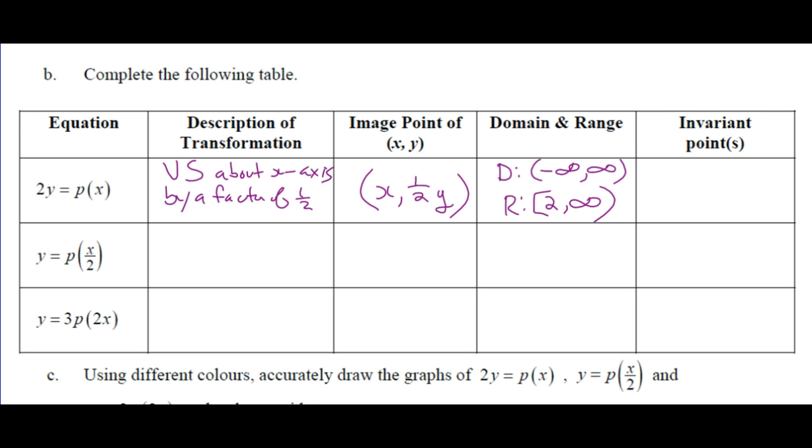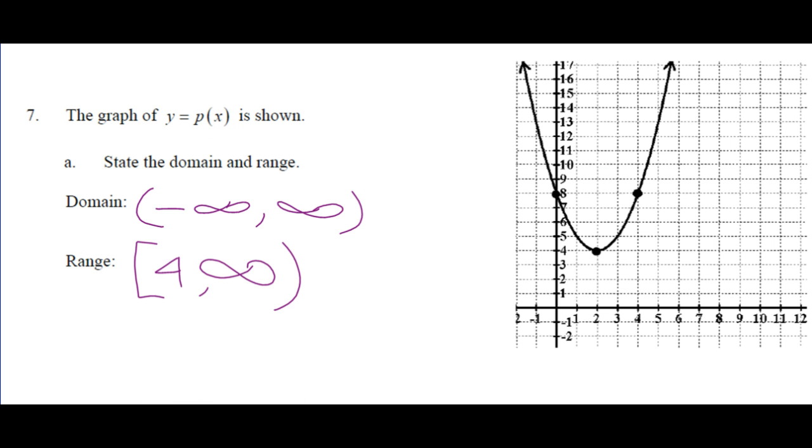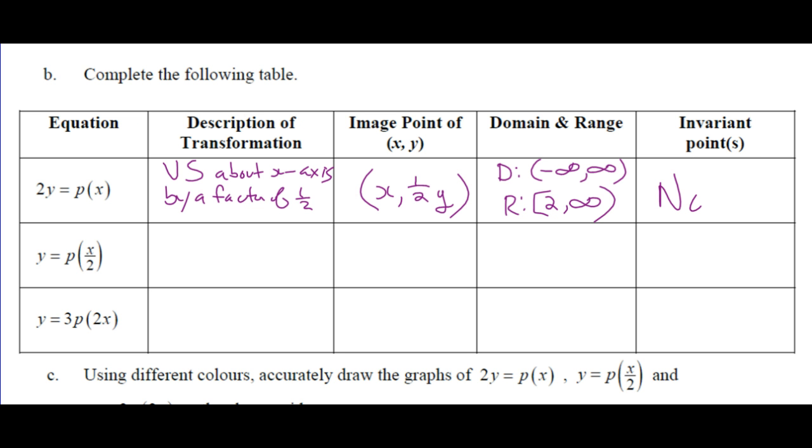And invariant points? Where are the invariant points? If you're stretching about the x-axis, they'll be on the x-axis. Any points that won't change? No, they'll all change, right? Like this goes to here, that goes to there, they all move. So there are none. None.